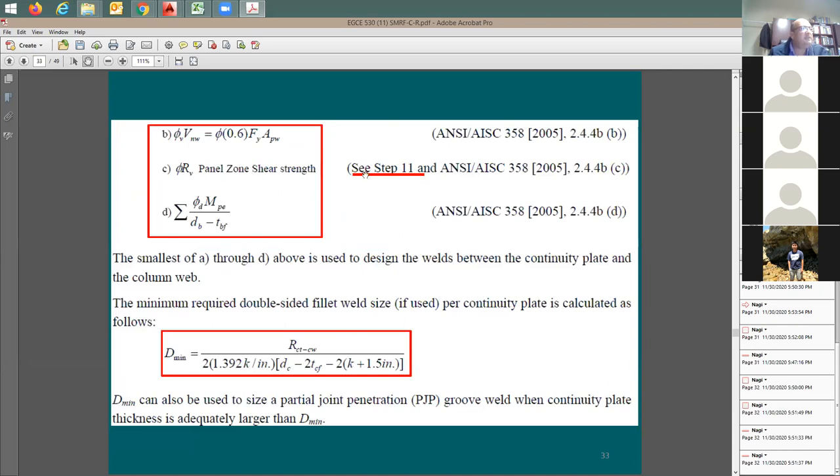Third equation says here, C, step 11. It's gonna be something here called panel zone strength. We're gonna be coming to it, right? So they say for now, just put it aside. Once we cover the panel zone strength, we're gonna come back to it.